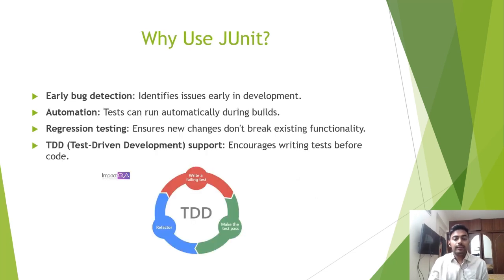JUnit offers several key benefits that make it an essential tool in software development. Let's discuss these benefits. First, early bug detection helps developers catch issues during the development phase, reducing the chances of bugs appearing in production. Next, automation allows tests to run automatically during the build process, which saves time and ensures that tests are not skipped.